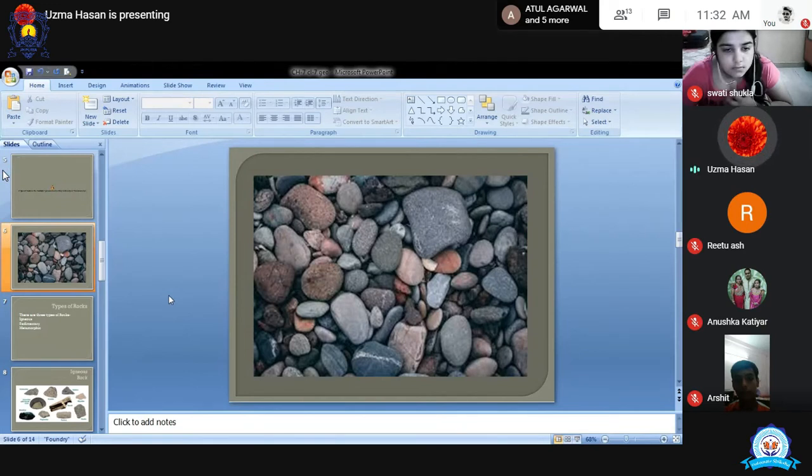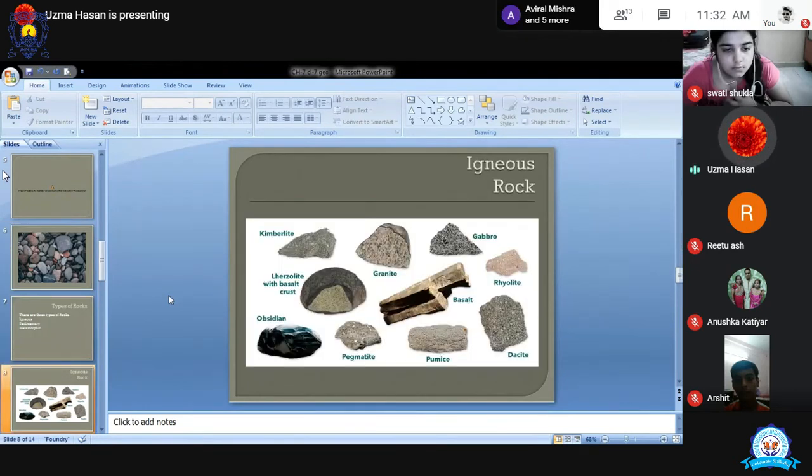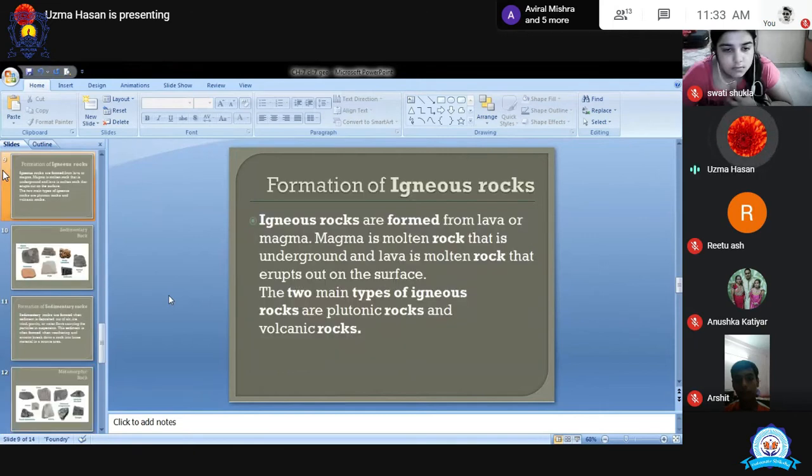Okay, so all three kinds of rock can be changed, starting from the igneous rock. You can see the different examples of igneous rock on your screen. It's granite, basalt, gabbro, pumice, dacite, obsidian. Next comes the formation of igneous rock. Magma is the molten form of igneous rock.